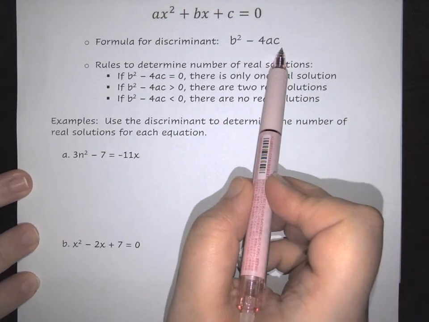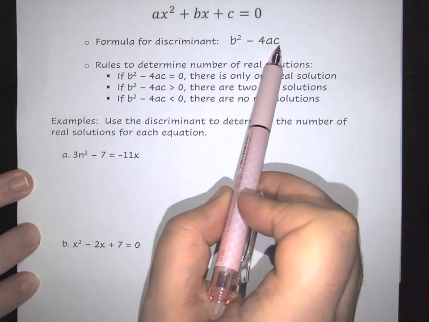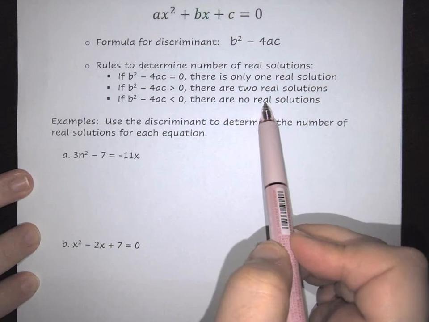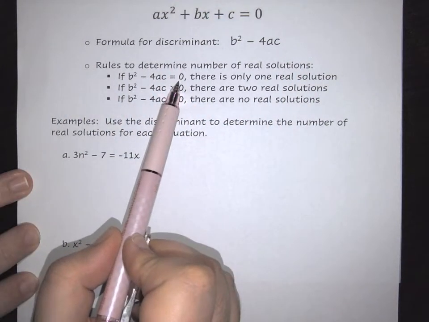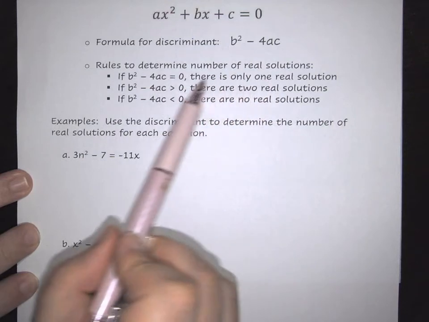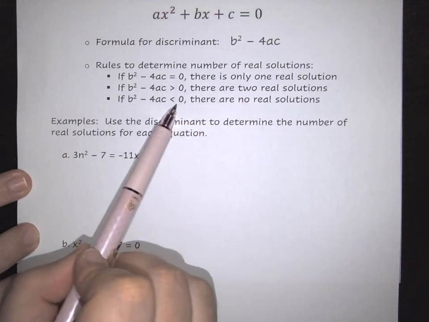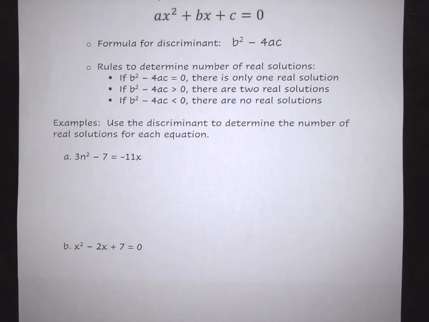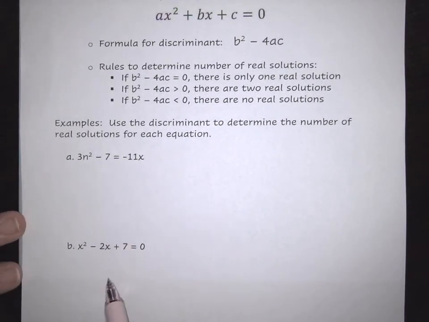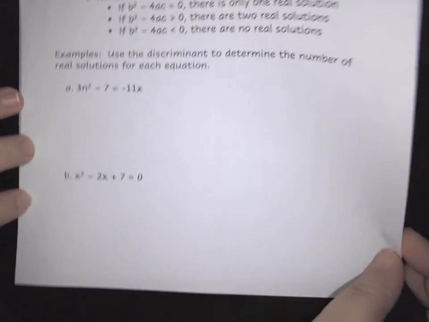And the way we use it is you're going to plug in your terms for b, a, and c, and then you're going to follow these rules. So the rules say if you evaluate your discriminant and you come out with 0, then there's only one real solution. If you're greater than 0, there's 2 solutions. If you're less than 0, there's no solutions. Okay. So what we're going to look at here is 2 examples, and we're going to try and determine the number of solutions you may have.